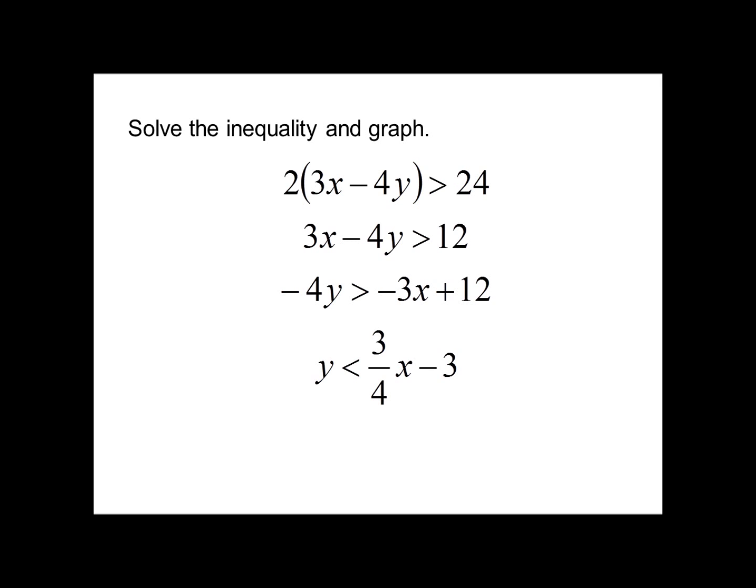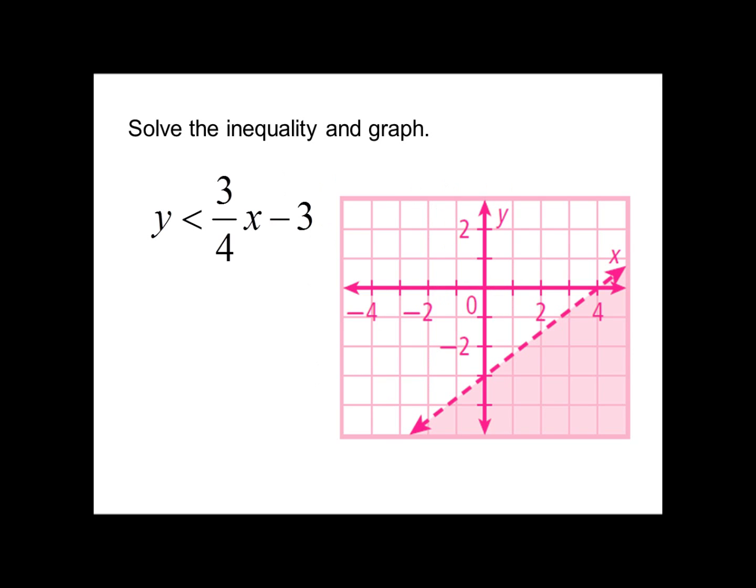So I know that my slope is 3/4. I know that my y-intercept is -3. Because y is less than that, I'll draw a dotted boundary line, and I will shade below that boundary line because y is less than. So there we go. That's what it should look like. We've got the y-intercept -3. We use our slope of 3/4, which means that we go up 3, right 4, draw a dotted boundary line, and we shade below.